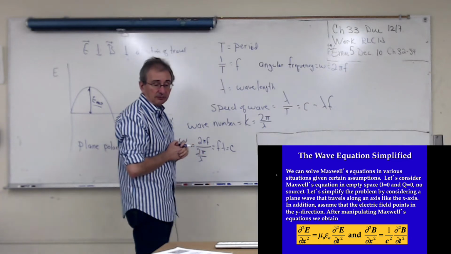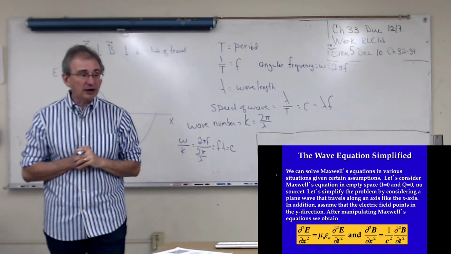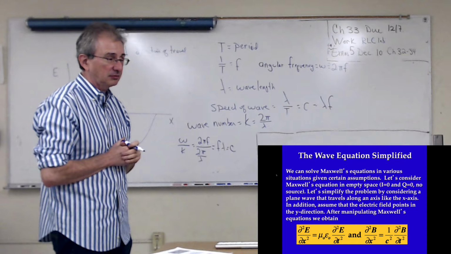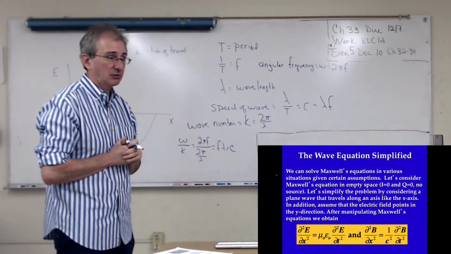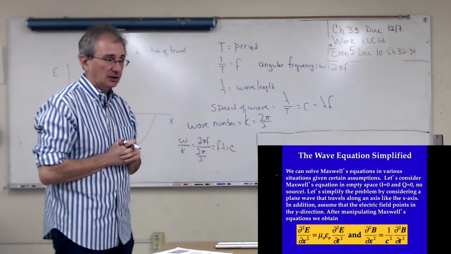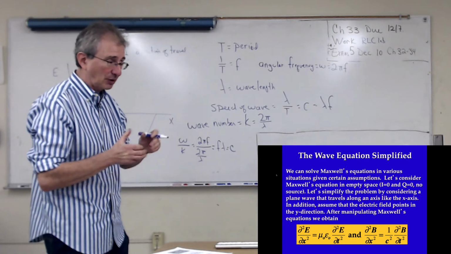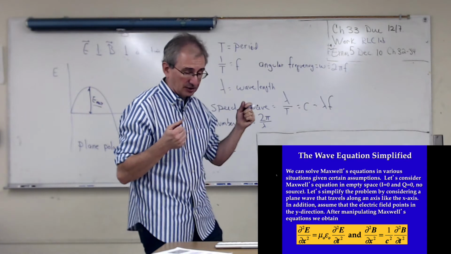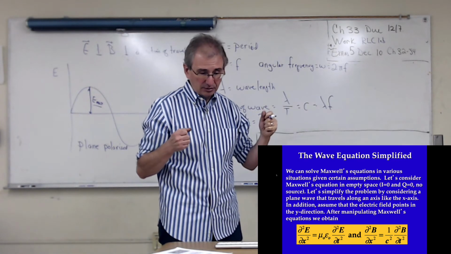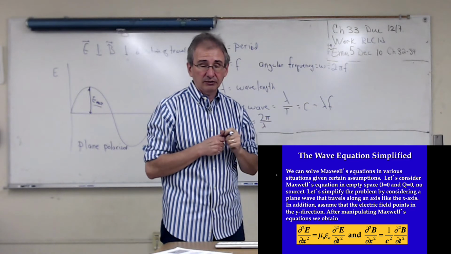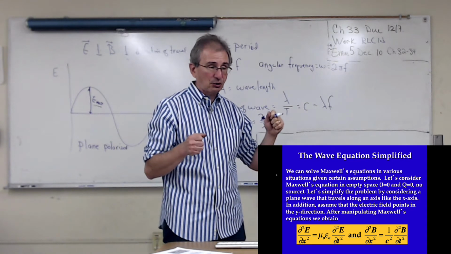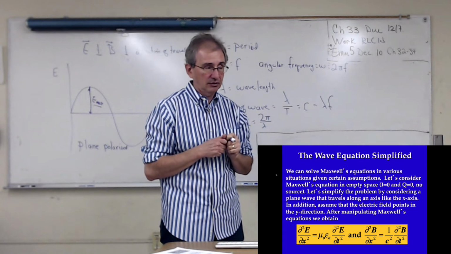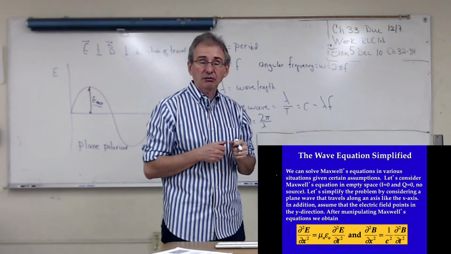Now, where does all this information come from? It comes from solving Maxwell's equations. If you solve Maxwell's equations under various conditions, you get an equation that represents the wave. An equation that describes the physics of the wave. It's called a wave equation.